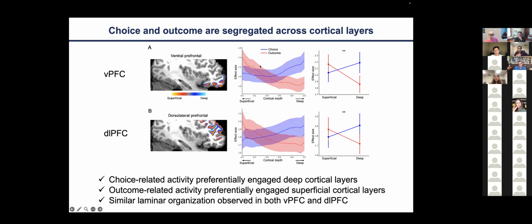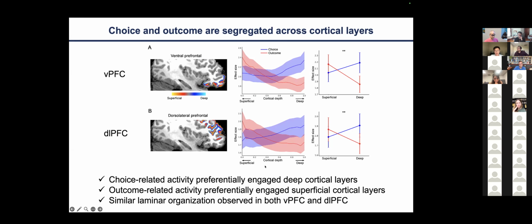This interaction effect between stage and cortical depth is significant. And we see this similar laminar effect in both ventral prefrontal, which also includes the limbic system and some quite bottom parts of the prefrontal, and also the DLPFC.